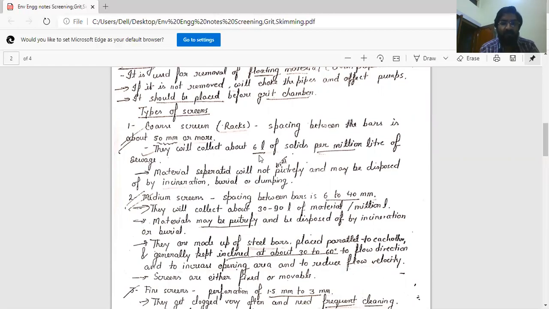They will collect about 6 liters of solids per million liters of sewage. The material separated will not putrefy. Putrefy is the technical term related to anaerobic digestion of sludge. The material separated will not putrefy or decompose and may be disposed of by incineration, burial or dumping.